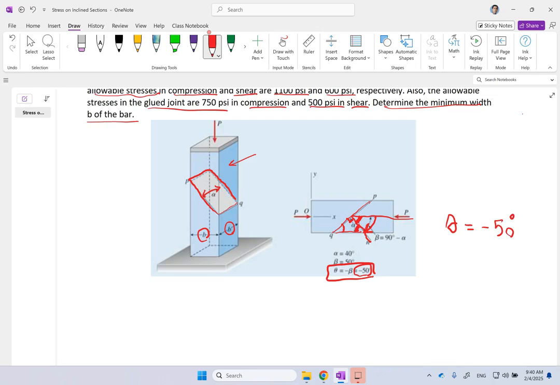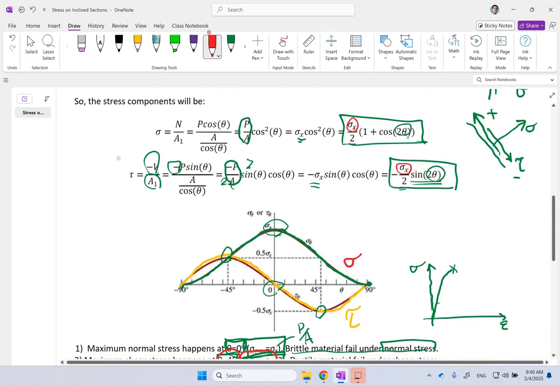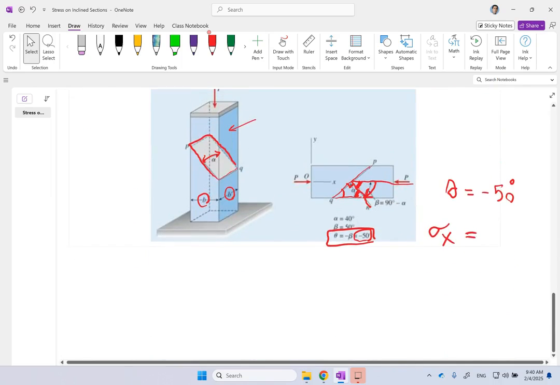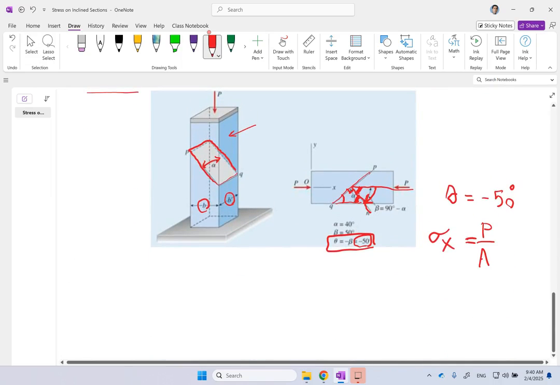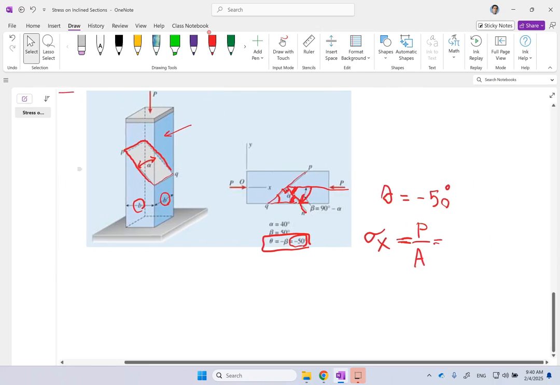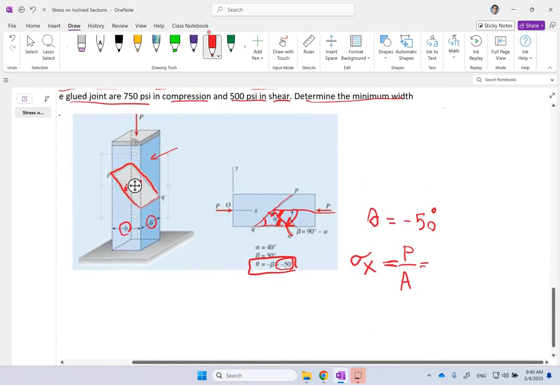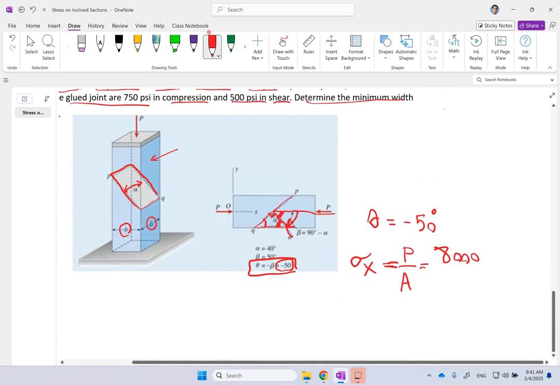What's the next thing? The next thing is, what is sigma x? If you look at those formulas, they have sigma x in them, so I have to calculate sigma x in both of them. And sigma x was simply P over A. Correct? And P is a given number. P is 8,000, and the cross section is B squared, right?